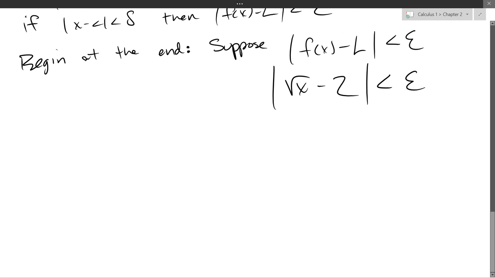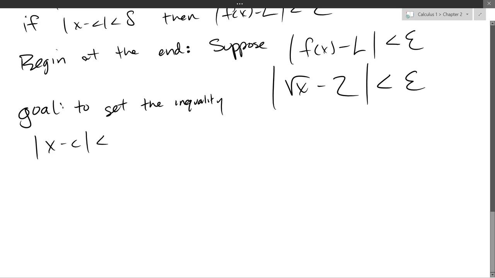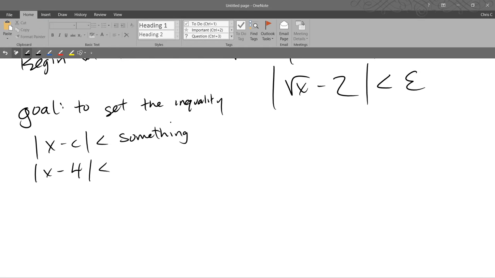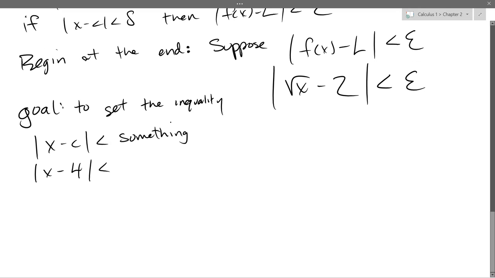So our goal is to get the inequality |x minus c| is less than something. And of course, in our case, x minus c is x minus 4. And this something is going to be a function of epsilon. We already used f, so I'll go with h of epsilon.